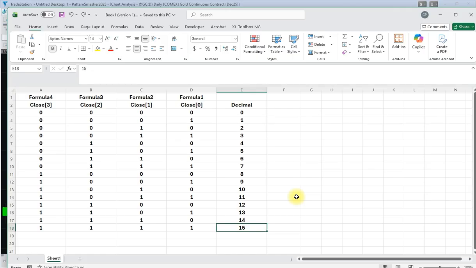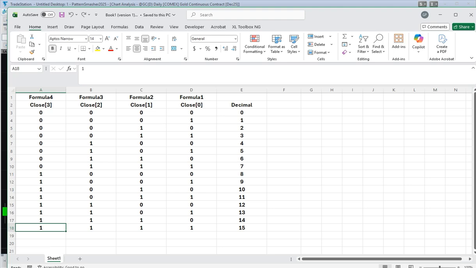Pattern 15: if you're working with 4 bits, you can only have 16 different unique patterns. It's 2 raised to the number of bits, so 2 raised to the 4 is 16. But you always start at 0, so you go from 0 to 15. The PatternSmasher is 0 based. So we go from 0 to 15, which is 16 iterations. 15 is you had 4 up closes in a row: 1, 2, 3, 4.